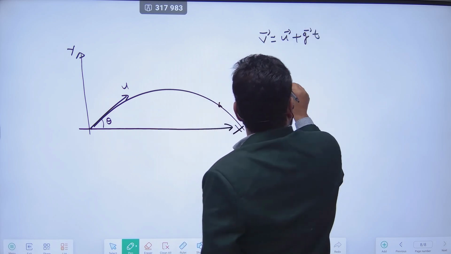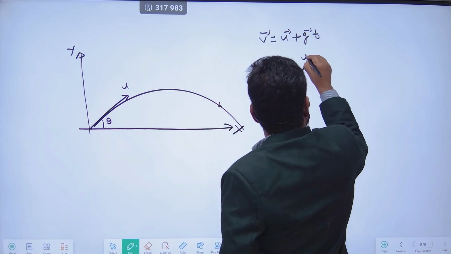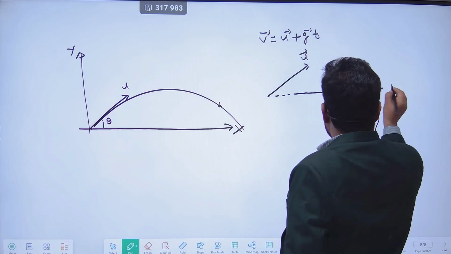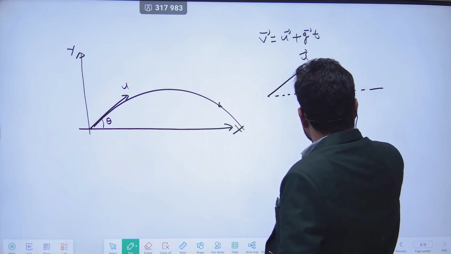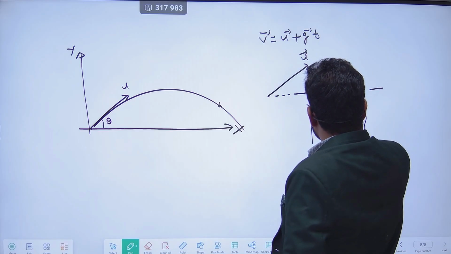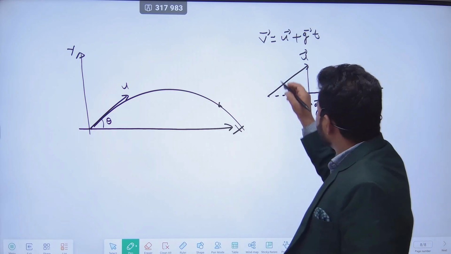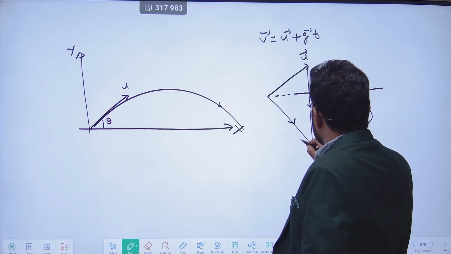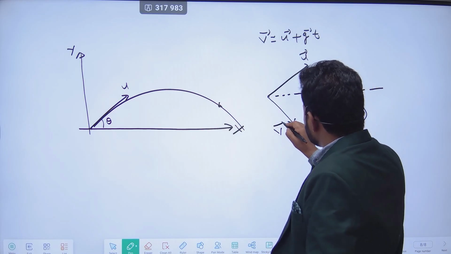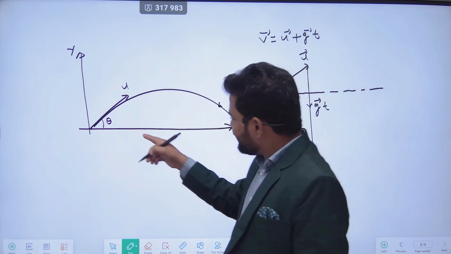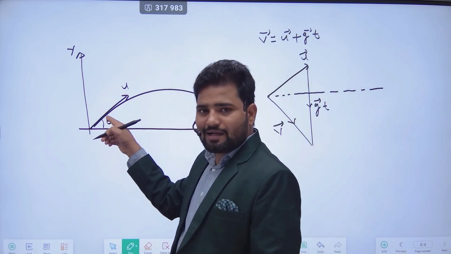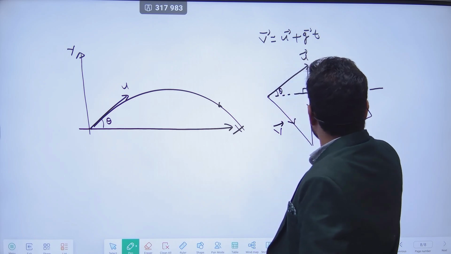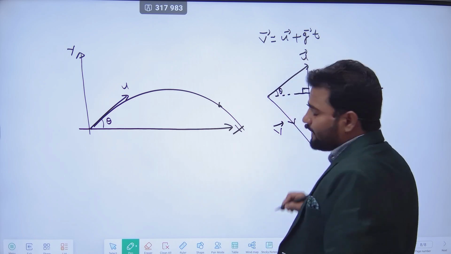Here this is your initial velocity vector u. This is your horizontal line, and this is your g t vector, vector g into t. The resultant of these two is the final velocity. Here it is given that the projectile is launched at an angle of theta. If this is theta and this is horizontal and vertical, then this angle is 90 degrees.